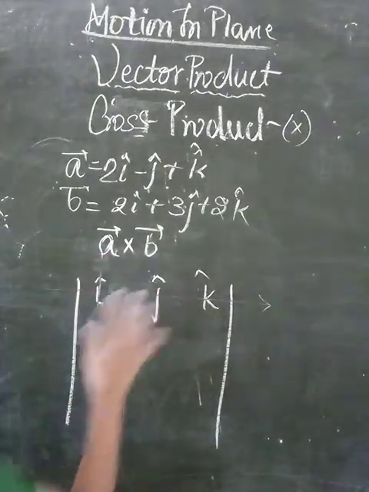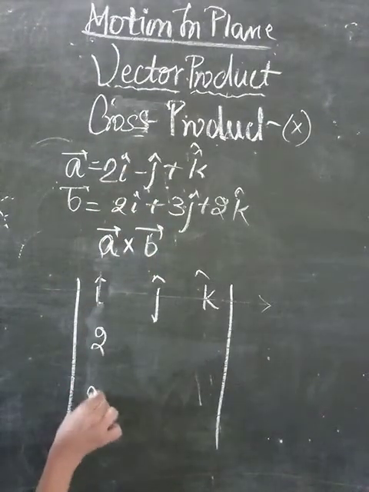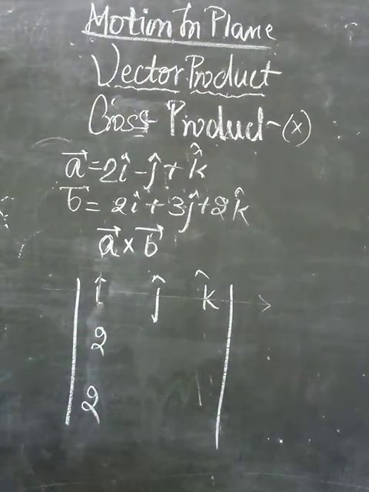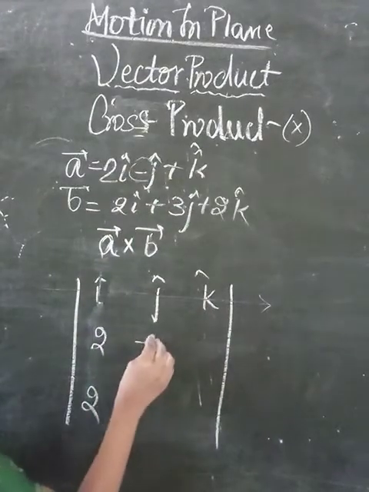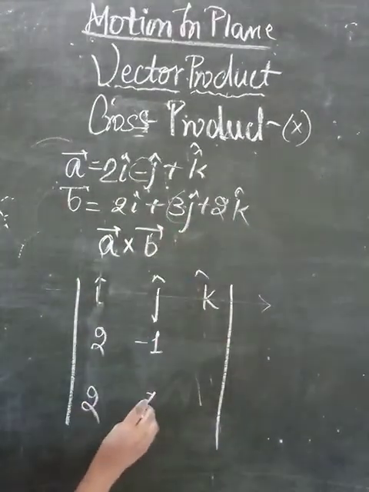Okay, see. What is the value of i? That is 2 and 2. So just write it below the i. So we will be writing it in a column, that is the i column. And for j, what is the coefficient of j in the first vector, that is a vector? It is minus 1. And for the other j it is plus 3, so it will be 3.